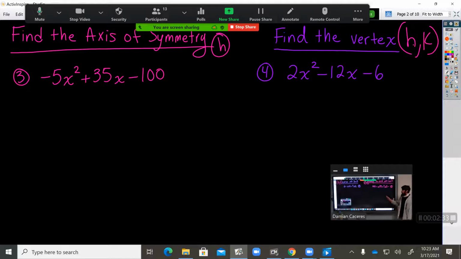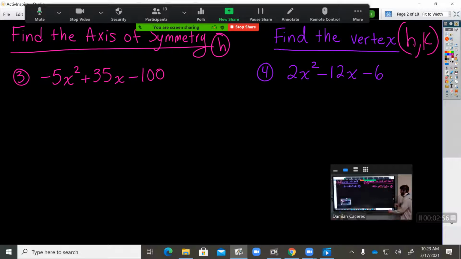Now, before I start number 3, 5, 35, and 100 do have a common factor, but this is not a factoring question, so there's no need to factor. You only take out the greatest common factor when the question's asking you to factor. If it's just saying find the axis of symmetry or find the vertex, you're not factoring anything out. Clear? So let's set it up.